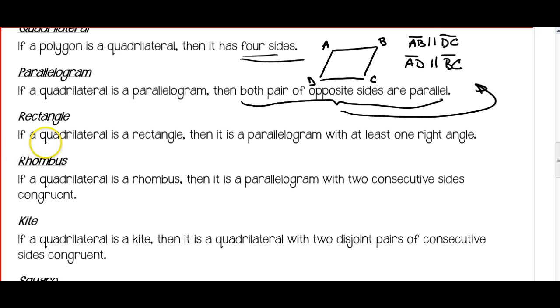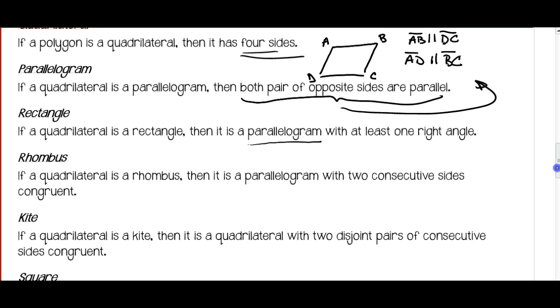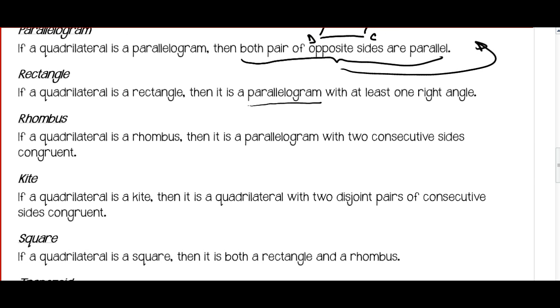So rectangle: if a quadrilateral is a rectangle, then it is a parallelogram. So notice it's a parallelogram, so it's going to have these properties here, with at least one right angle. So if I take my parallelogram and I make one angle a right angle, think about what's going to happen to all the other right angles so that it stays a parallelogram.